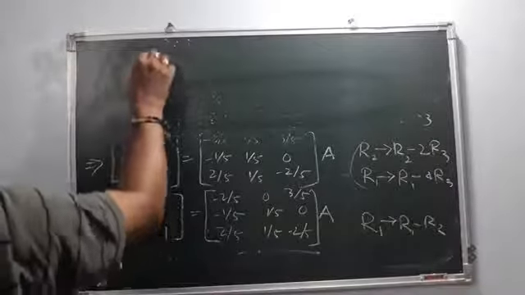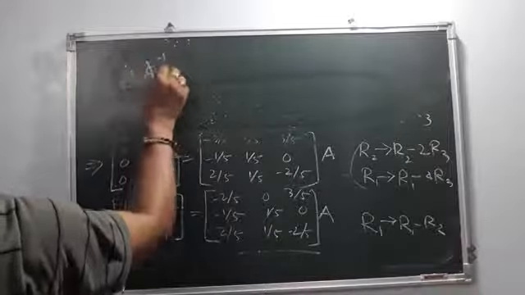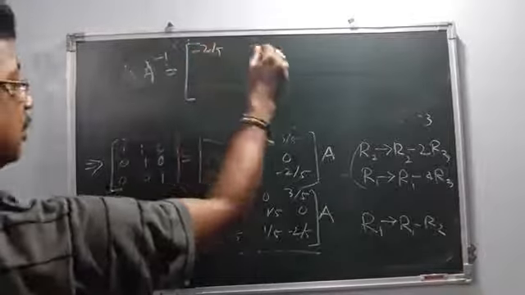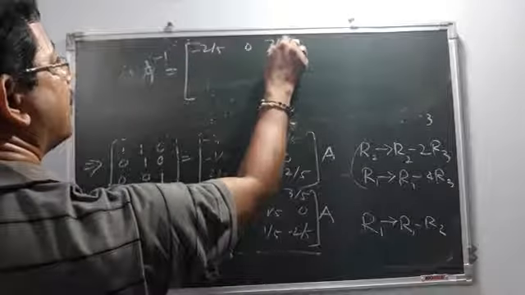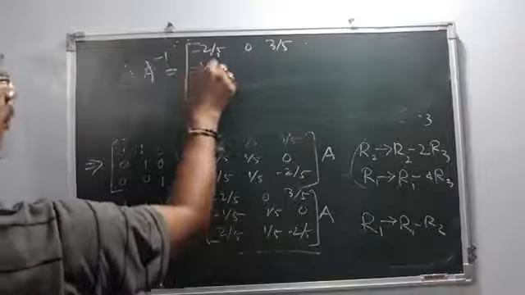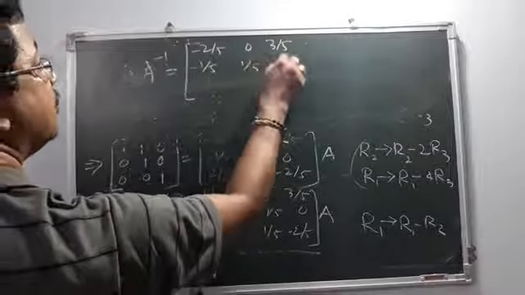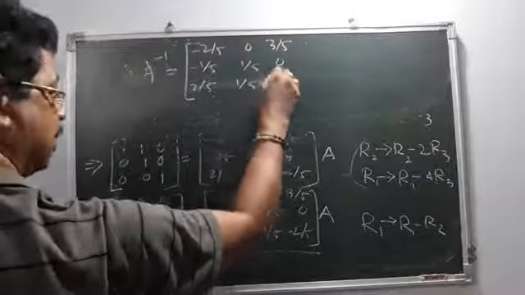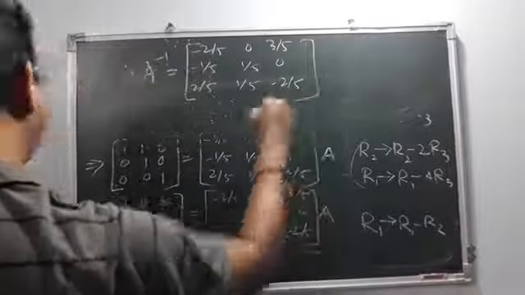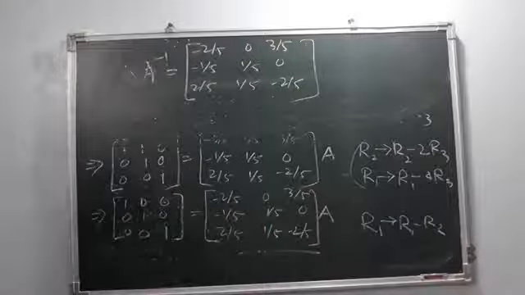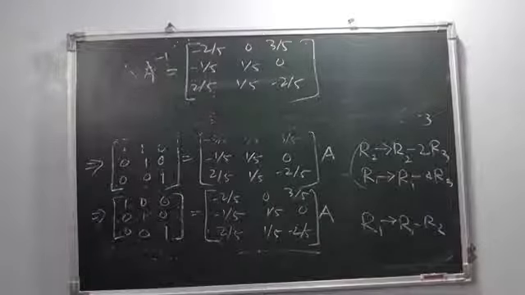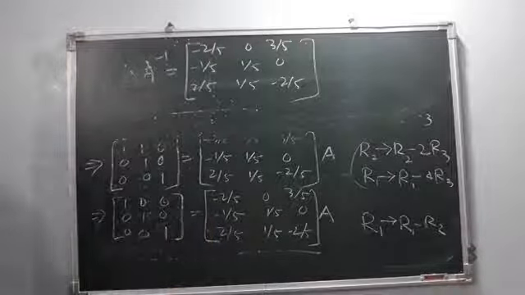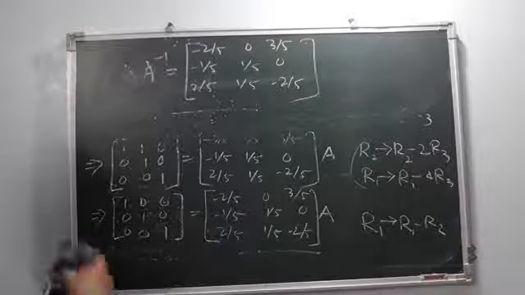Therefore, required A inverse is this matrix: minus 2 by 5, 0, 3 by 5; then minus 1 by 5, 1 by 5, 0; 2 by 5, 1 by 5, minus 2 by 5. So this is our required inverse. You will try this. So this is our answer. I think this is important. For the final exam also, every time you will get this one as a method for it.